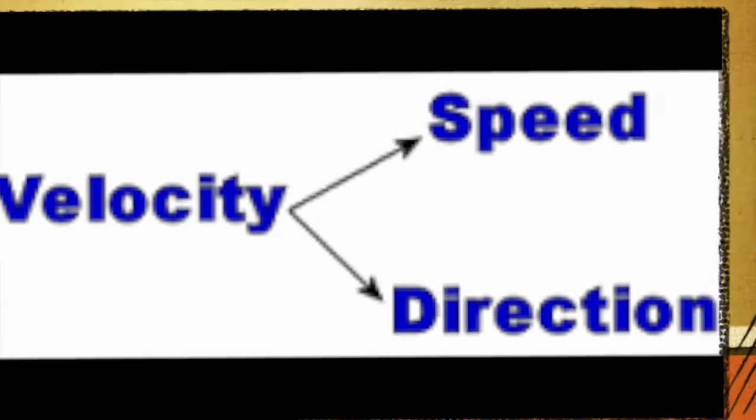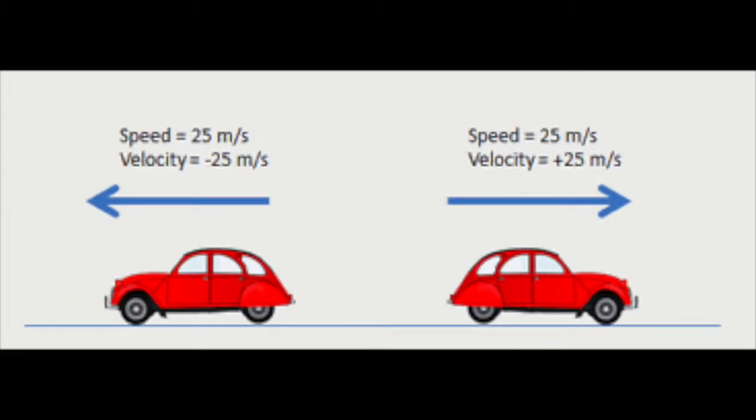Vocab word is velocity. Velocity is speed and direction. So not just how fast an object's moving, but in what direction from the frame of reference. In this image, you can see the difference between speed and velocity. Both cars are moving at the same speed, but because they are in opposite directions, they are different velocities.